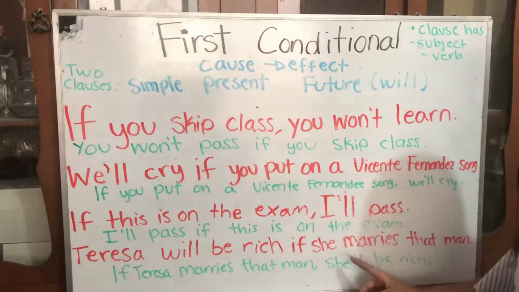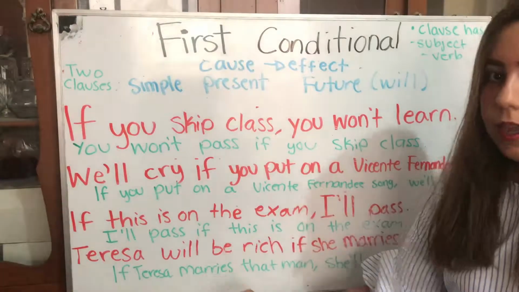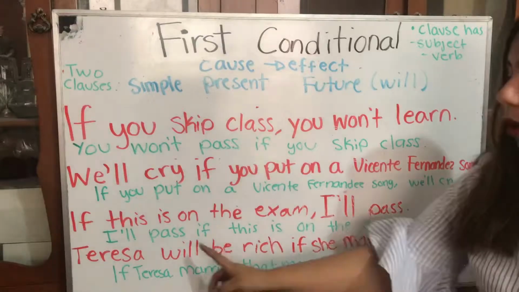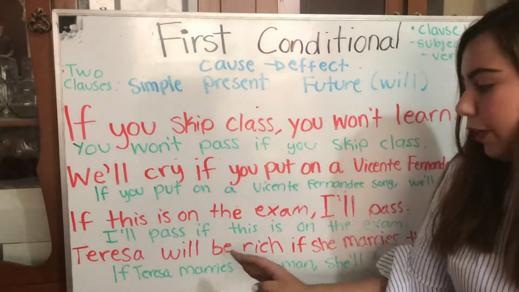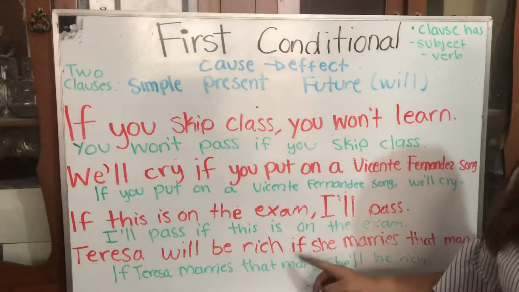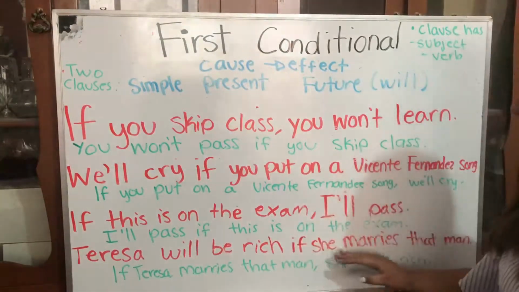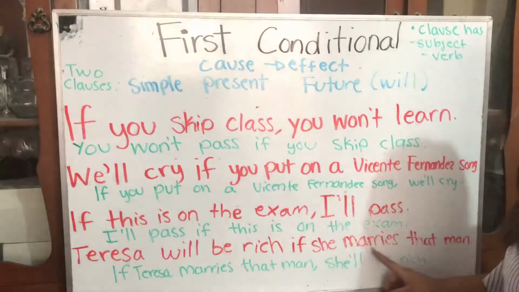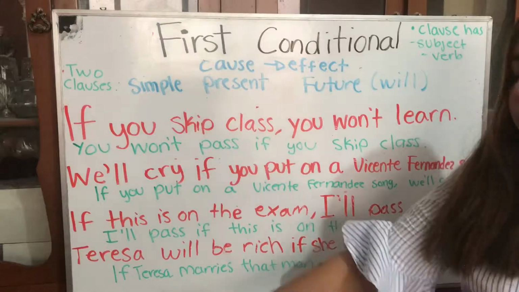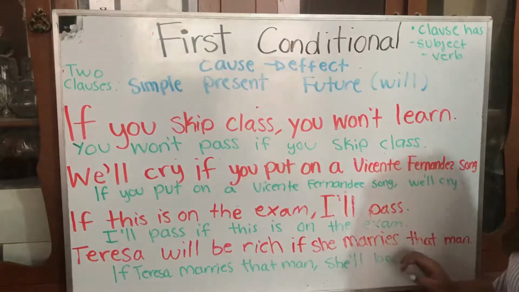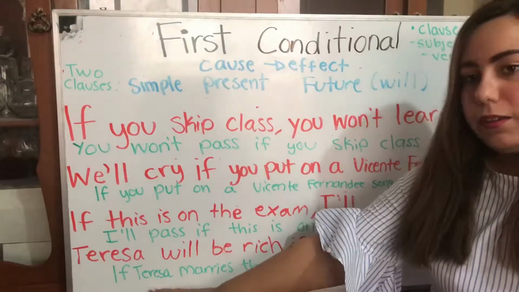Now, last example. Teresa will be rich if she marries that man. Okay, so here we began with the effect, and then over here we have the cause. We have the subject, modal verb will, verb be, and base form. If, no comma, because we began with the effect. And over here, subject, and simple present marries, if she marries that man. If Teresa marries that man, she'll be rich. Here we have a comma because we began with the cause, okay?